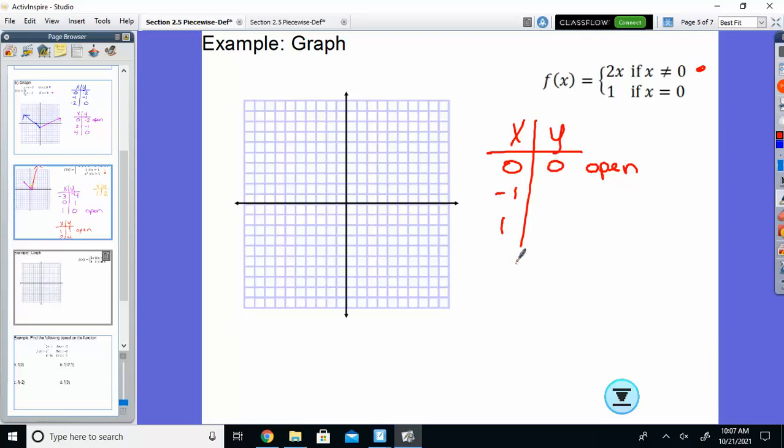So if we put in 0, 2 times 0 is 0. If you put in a -1, 2 times -1 is -2. If you put in a 1, 2 times 1 is 2. So 0, 0 is an open circle. And I've got -1, -2, +1, +2. Which way would this extend? Both. It's everything except 0. So it's just like a line with an open circle in the middle.